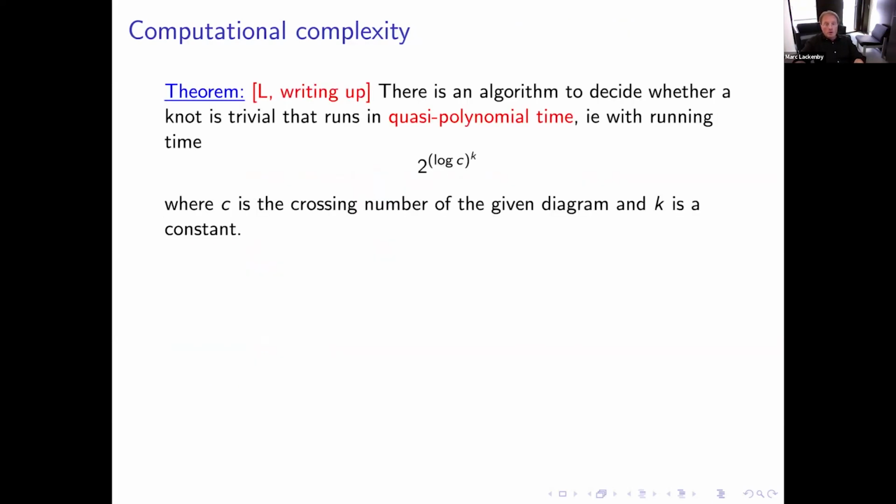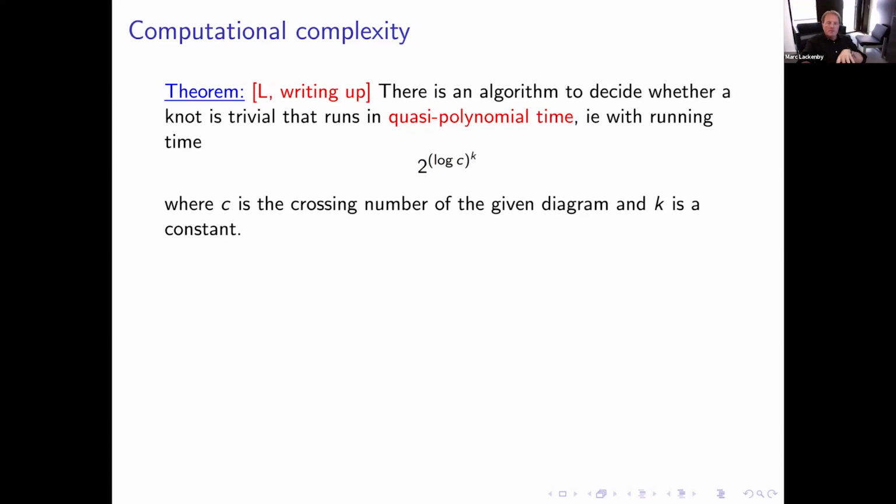In recent work, I actually showed that there's a quasi-polynomial time solution. So that means that you can recognize the unknot in this amount of time: 2 to the (log c) to the k, where c is the crossing number of your given diagram, and k is some constant, which is actually 3.